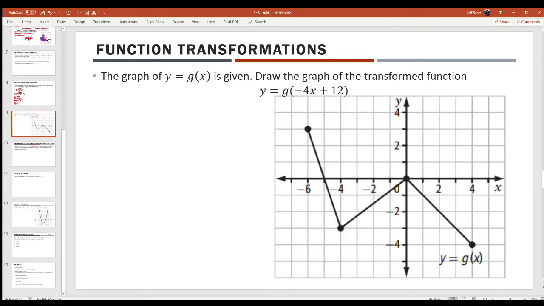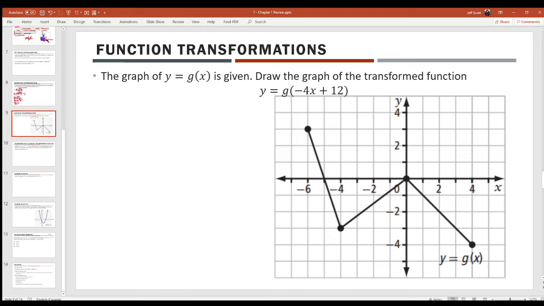So in the next one, it gives us a graph showing what y equals g of x, our original function, looks like. It's asking us to draw the graph of the transformed function, given that y equals g of -4x plus 12. Once again, and I bet I'm sounding like a broken record, there are no nested brackets here. We need to have nested brackets, otherwise we can't really figure out what is precisely going on.